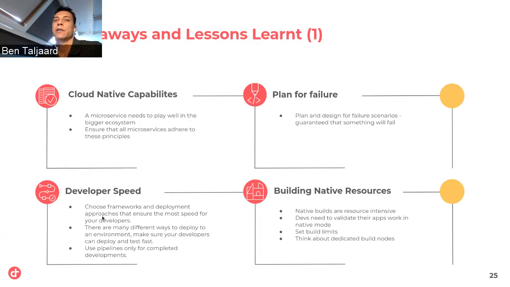For developers, choose frameworks and deployment approaches that ensure the most speed for your developers. There are multiple different ways of doing this. However, I would suggest that developers get their own namespace to test their deployments. They deploy from their machine. And once they are ready to release, then only start using pipelines. In general, pipelines can take a while to execute, and typically a developer wants to test quickly. So always focus on that developer speed. Regarding native builds, it's really resource intensive.